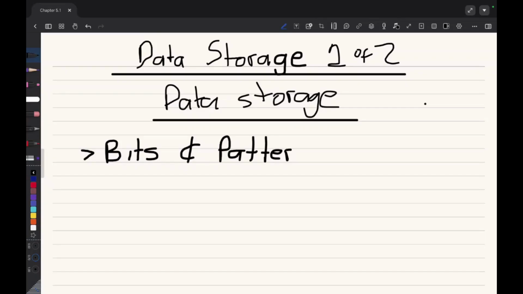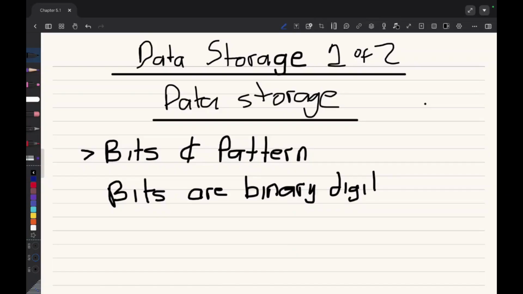And these bits and patterns have their own definitions. A bit is a binary number or binary digit, which is either a 0 or 1. And a bit pattern or bit patterns are used to present information, right? So bits are binary digits, and you know what binary digits are, right? They're either zeros or ones, right?